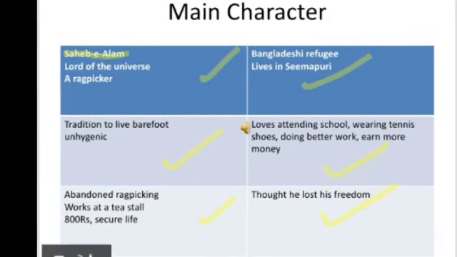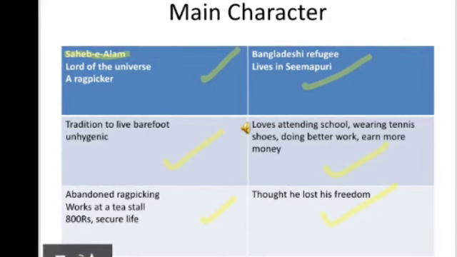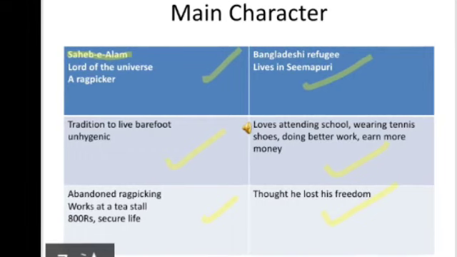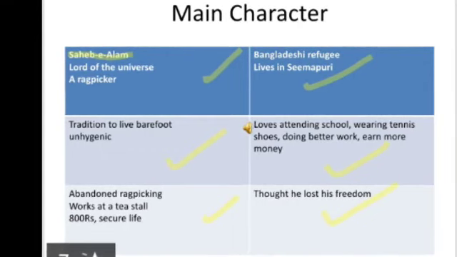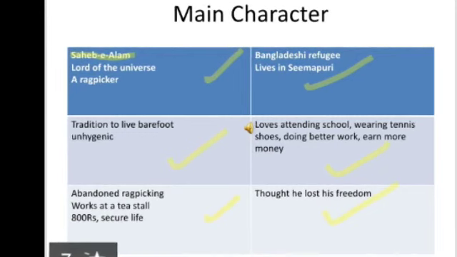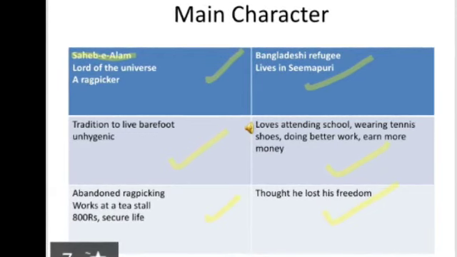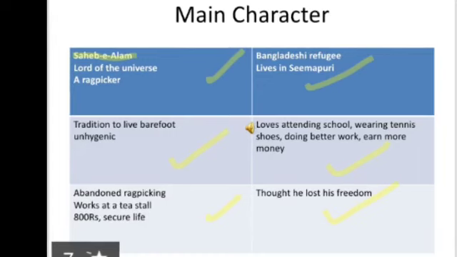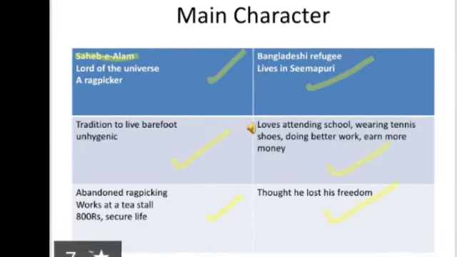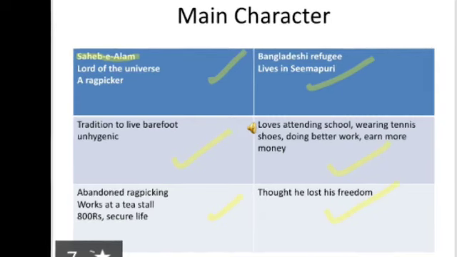He wanted to earn more money, so he abandoned rag picking and started working at a tea stall, and he started getting 800 rupees per month. He has security in life, but he is very sad because he thinks that he has lost his freedom. So this is what the main character Saheb-e-Alam is all about.